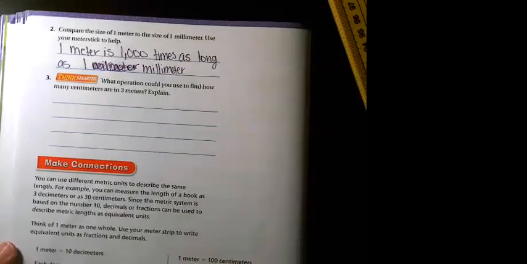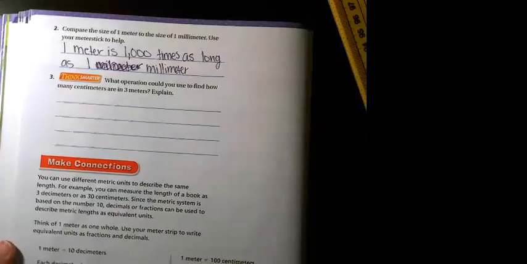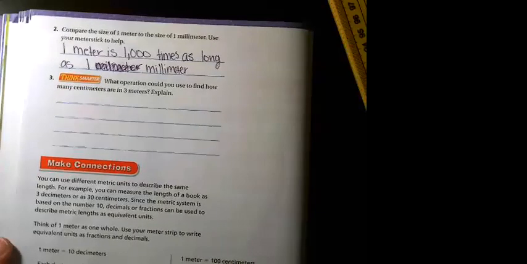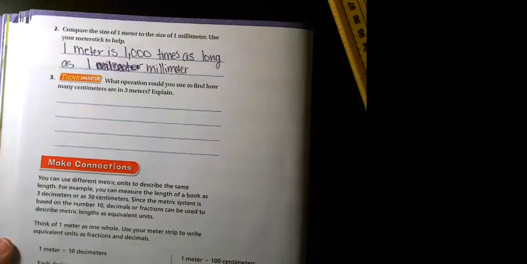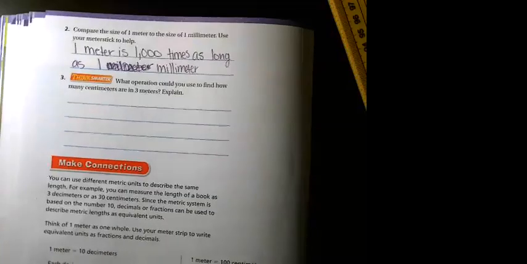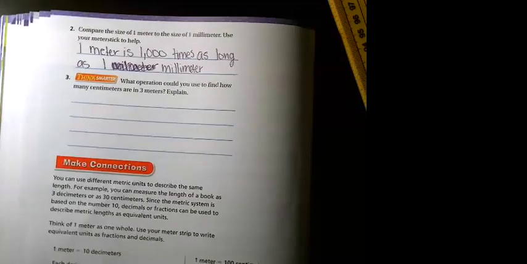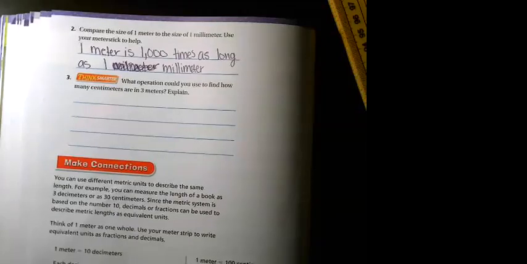Right. Our number 3 says, what operation could you use to find how many centimeters are in 3 meters? Explain. What operation have we used? Remember, our operations are addition, subtraction, multiplication, and division. What operation have we used to go between units of really anything that we've done in this chapter? How do we go from one unit to another?